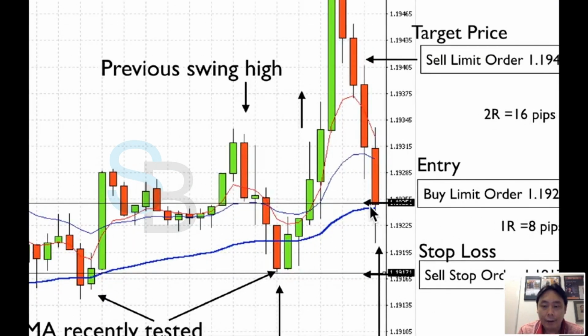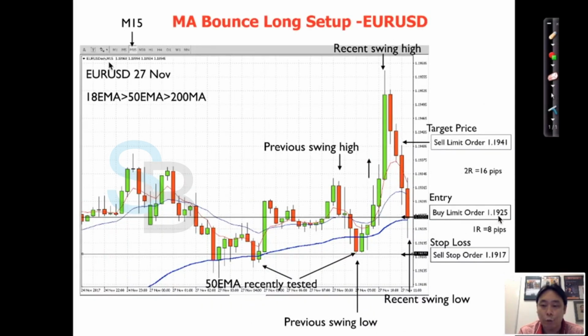right at that 50 EMA. So in this case, the buy order would be at 1925. So again, as I place the buy order, the price is still coming down. It has not reached the buy order yet, right? So it will only trigger the buy order when it touches the 50 EMA. And again, it doesn't always happen.